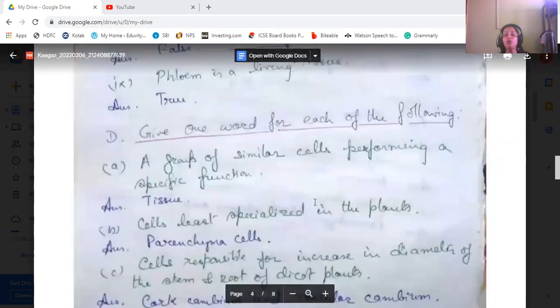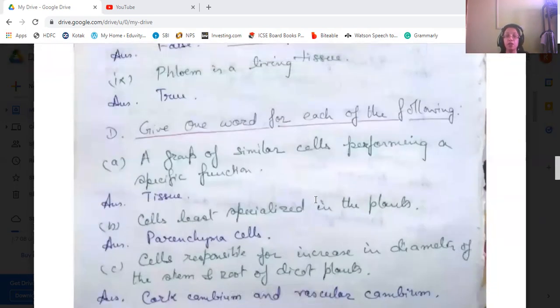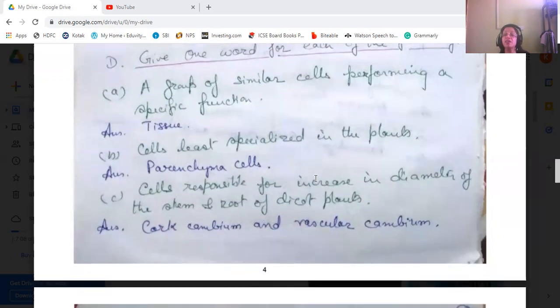Now give one word for each of the following. D part. A group of similar cells which perform a specific function is known as a tissue. Okay. The cells that are least specialized in plants, the very simple plant tissues, those are parenchyma cells. Okay. The cells which are responsible for the increase in diameter of the stem and the roots of dicot plants, it's the cork cambium and vascular cambium. For the diameter, it's the cambium. So cork cambium and vascular cambium.